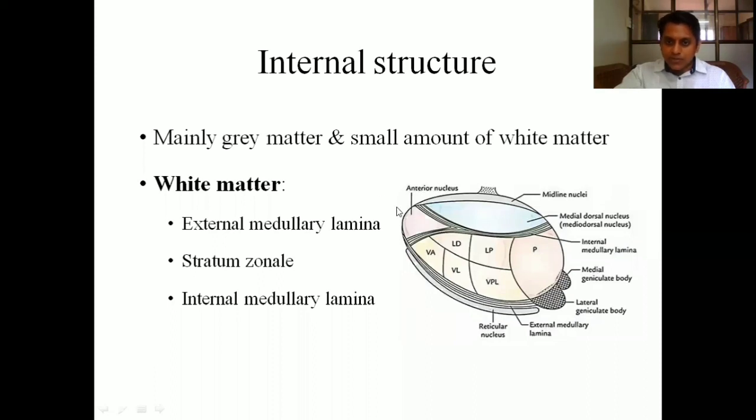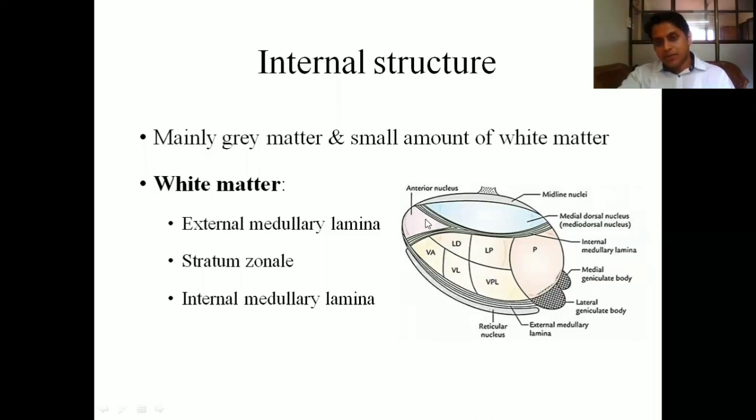Let me orient you with this. This is the anterior end and this is the posterior end of the thalamus. And here you can see the interthalamic adhesions. This is the medial surface and the lateral surface of the thalamus. The external medullary lamina is present along the lateral surface of the thalamus. And there is the stratum zonale, a thin layer of white matter present along the superior surface of the thalamus. There are a few more fibers which penetrate the thalamus and divide the nuclei within it into different parts.